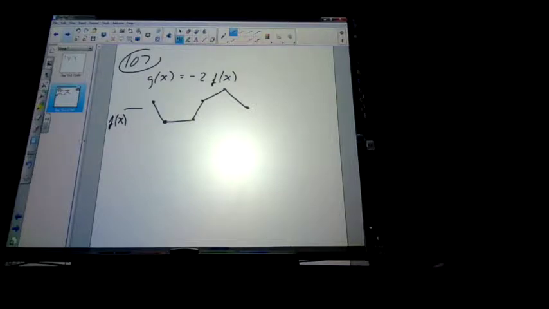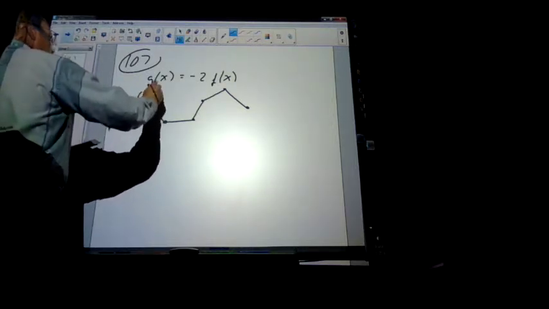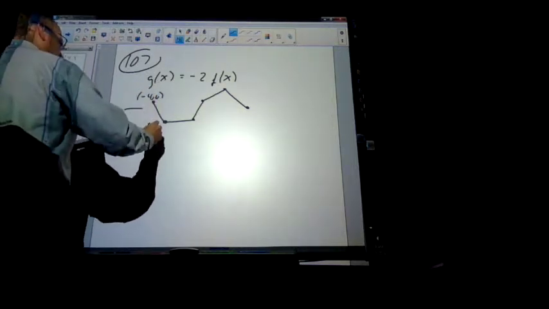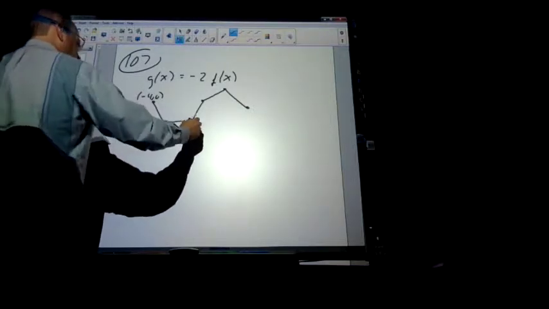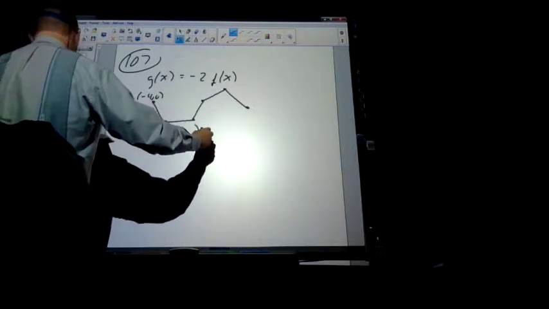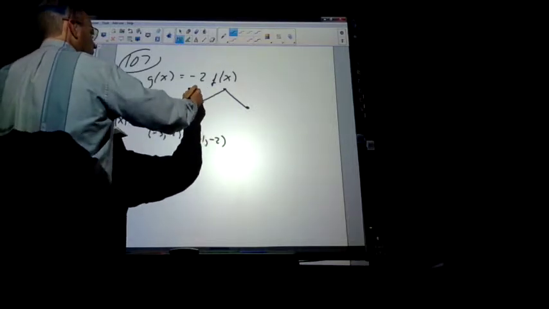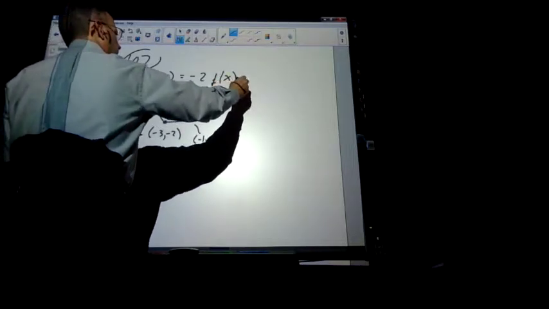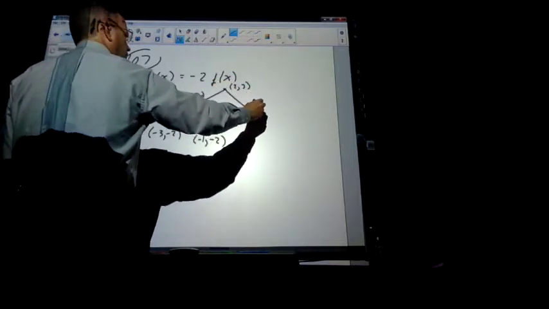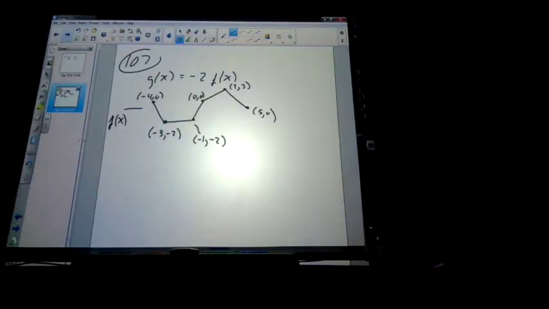Okay? I guess I could put the points. So this is going to be the point negative 4, 0. This is the point negative 3, negative 2. This is the point negative 1, negative 2. This is the point 0, 0. This is the point 2, 3. And this is the point 5, 0. And I don't have the xy axis in there, which I think will be fine.